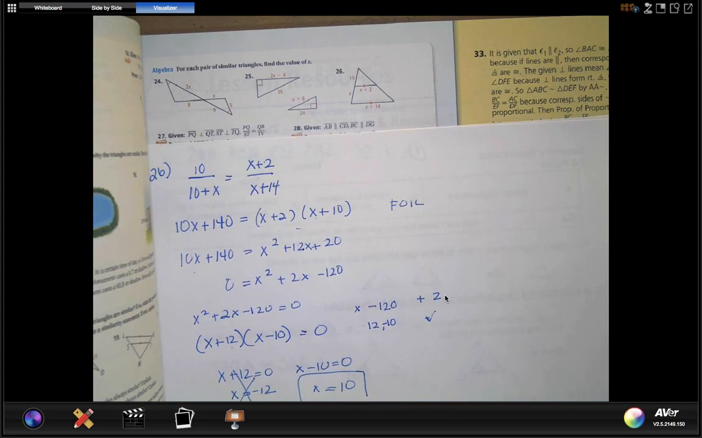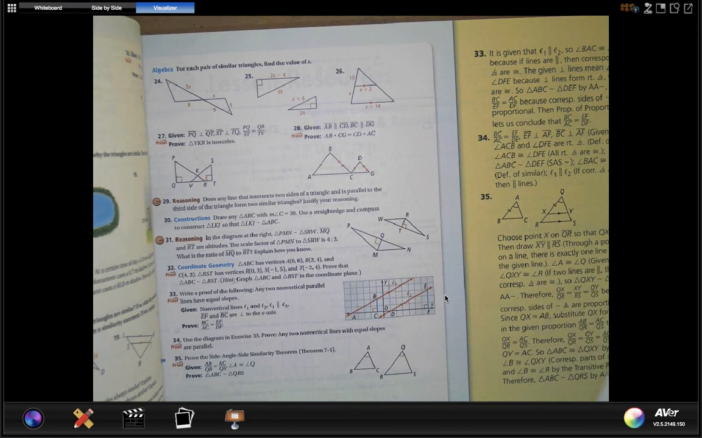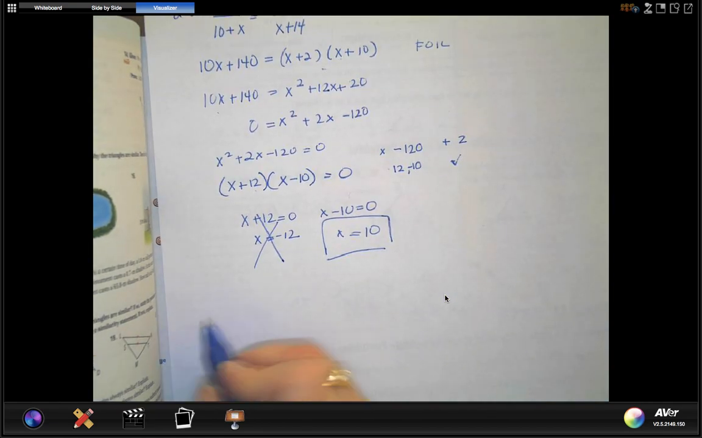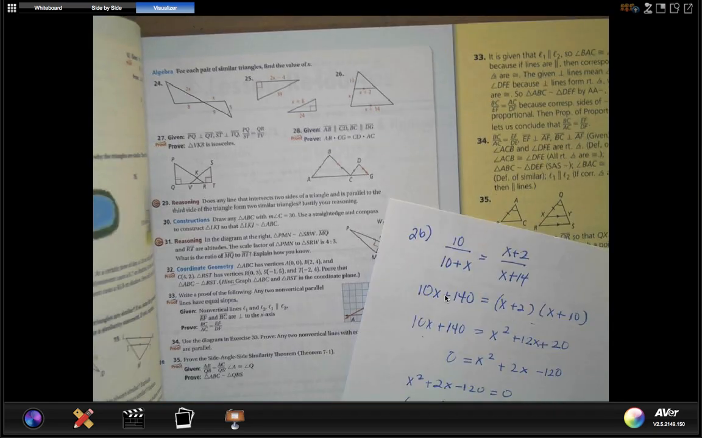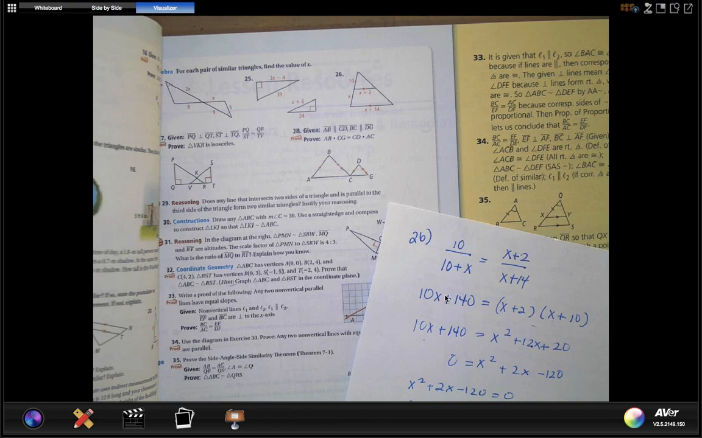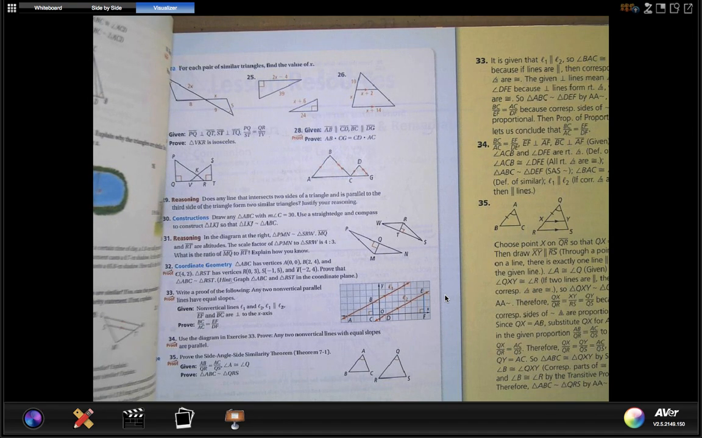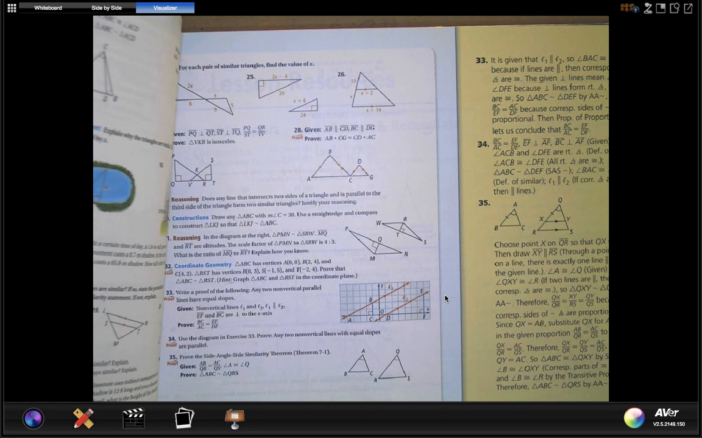All right. Let's see here. All right, let's look at one of the proofs. So let's look at 28. So in 28, we got a lot of parallel lines here. And if you notice, we want to try to prove that we can multiply some of the sides together.